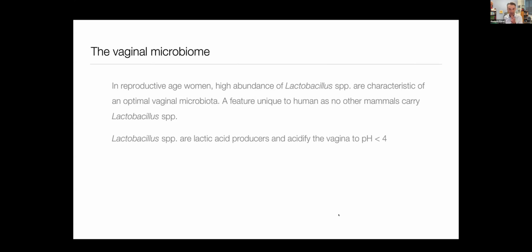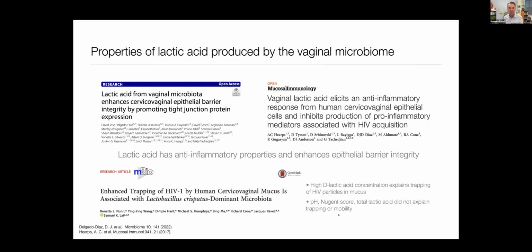And like Anke said, lactobacillus produce lactic acid and can acidify the vagina pretty highly, and we believe this is a way to restrict the growth of those non-indigenous microbes that cause BV, for example. However, this is not the only role of lactic acid, and this is why lactobacillus is also a very important species. It does produce lactic acid, but lactic acid does a lot more.